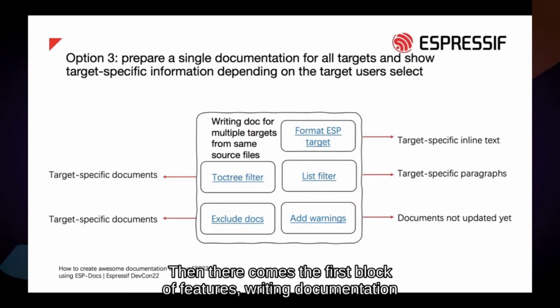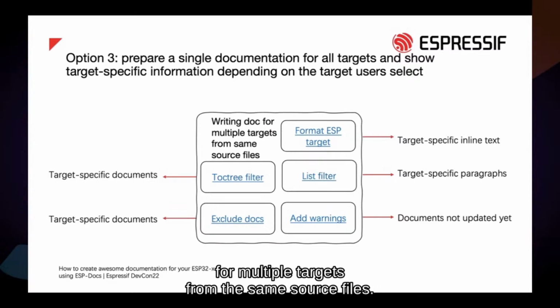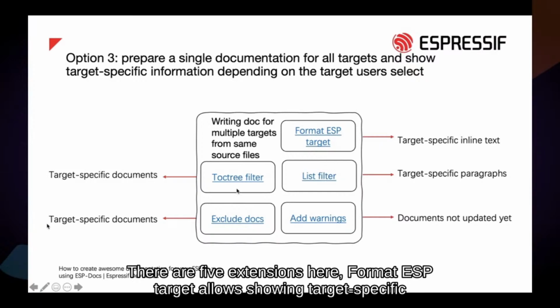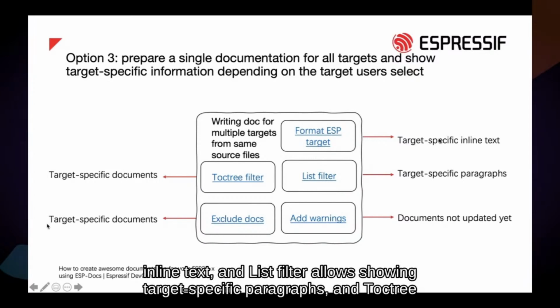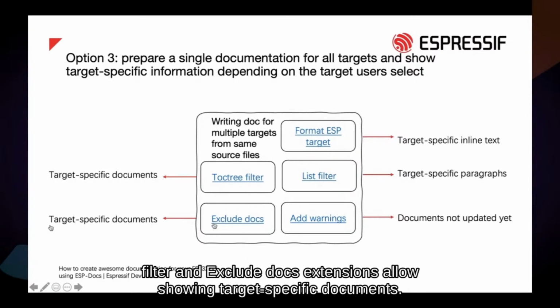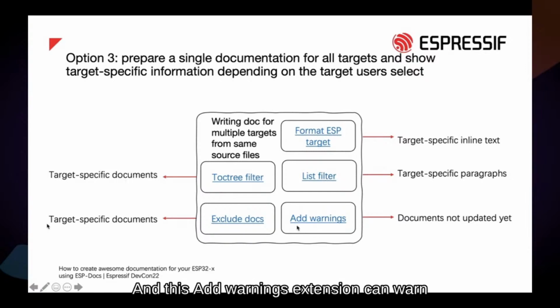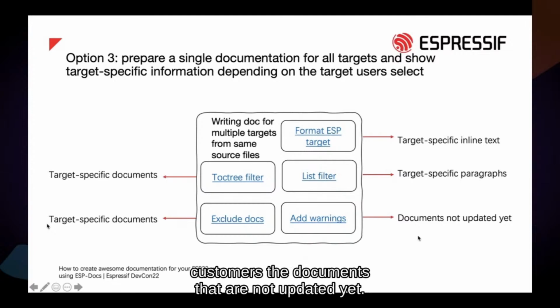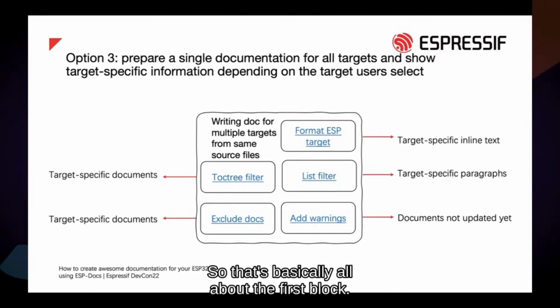Then there comes the first block of features: writing documentation for multiple targets from the same source files. There are 5 extensions here. Format ESP target allows showing target-specific inline text, and list filter allows showing target-specific paragraphs. Toctree filter and exclude docs extensions allow showing target-specific documents. And the add warnings extension can warn customers about documents that are not updated yet. So that's basically all about the first block.